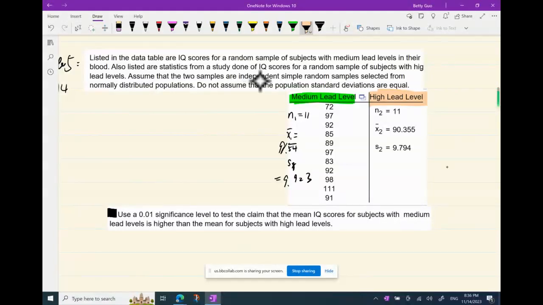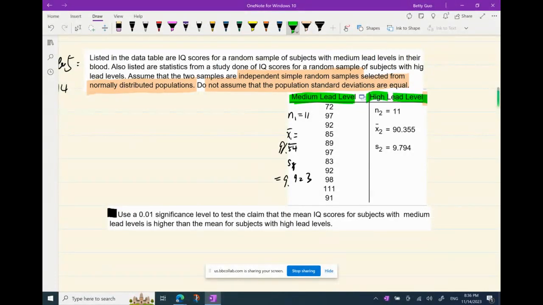We assume the two samples are independent. Yeah, that's what we want. Simple random sample, that's what we want. Normally distributed, that's what we want. And of course, the standard deviations are unknown and not equal. So those 4 requirements are mentioned, and they are all satisfied.